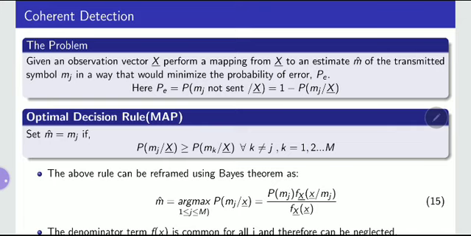That is the optimal rule. That is called the MAP rule. But the issue is we can't directly find this probability. So we'll have only the reverse probability, that we have seen. We have the PDF, the probability of x given mj.